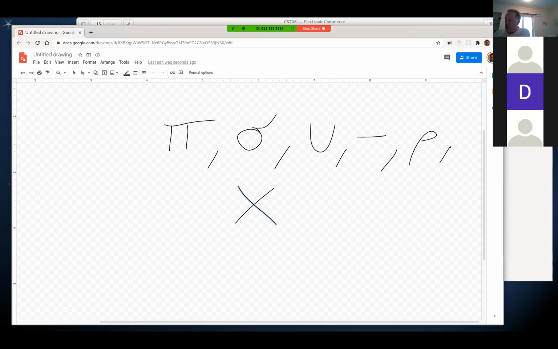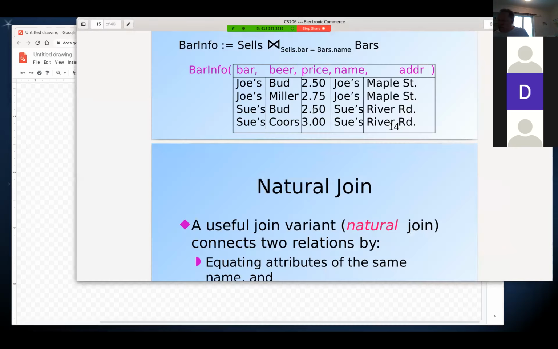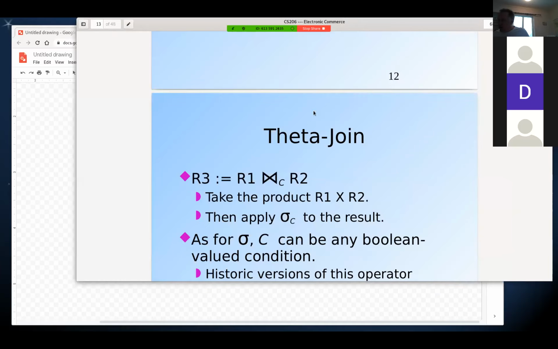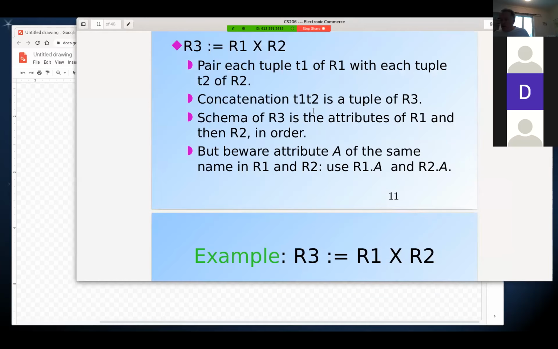All right. So given that, let's go on to the first one, and that is what is called, let's see here, product we've done. Okay, what's called a theta join.